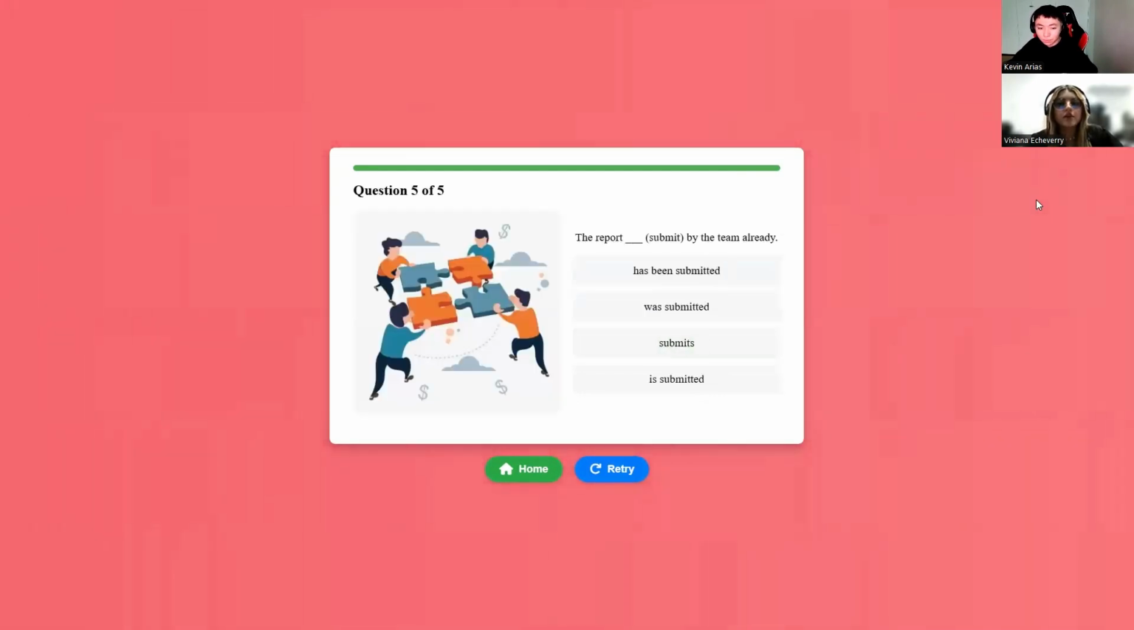Okay. And for the last question that says: to submit, as a verb, by the team are ready. So in the present perfect passive we use has or have been. Always we need to use been plus past participle to indicate a completed action with relevance to the present. So in this case, the correct option is has been submitted.